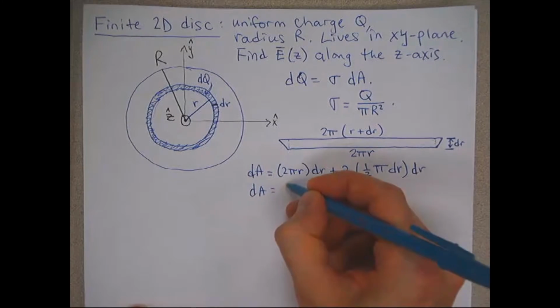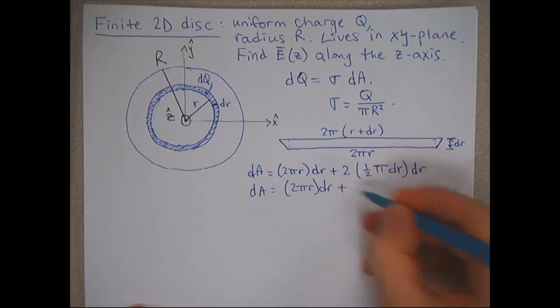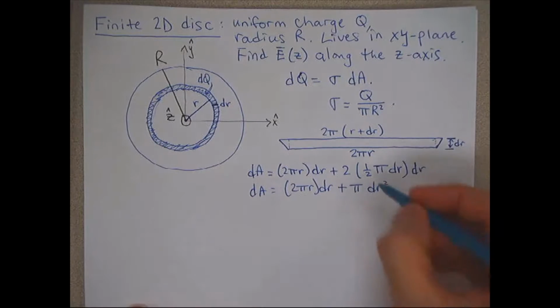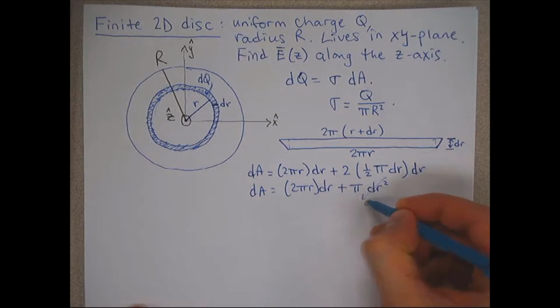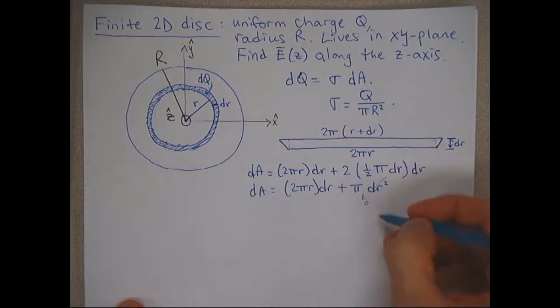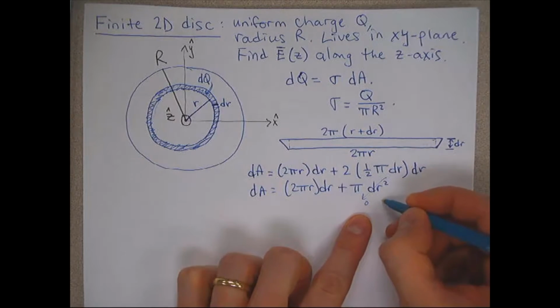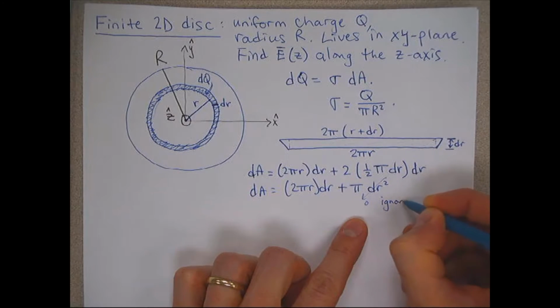So you end up with an expression, 2 pi r dr plus pi times dr squared, and then you say, well, dr is the smallest length imaginable. Now I'm going to square it. Well, it's definitely something that you should be ignoring at that point.